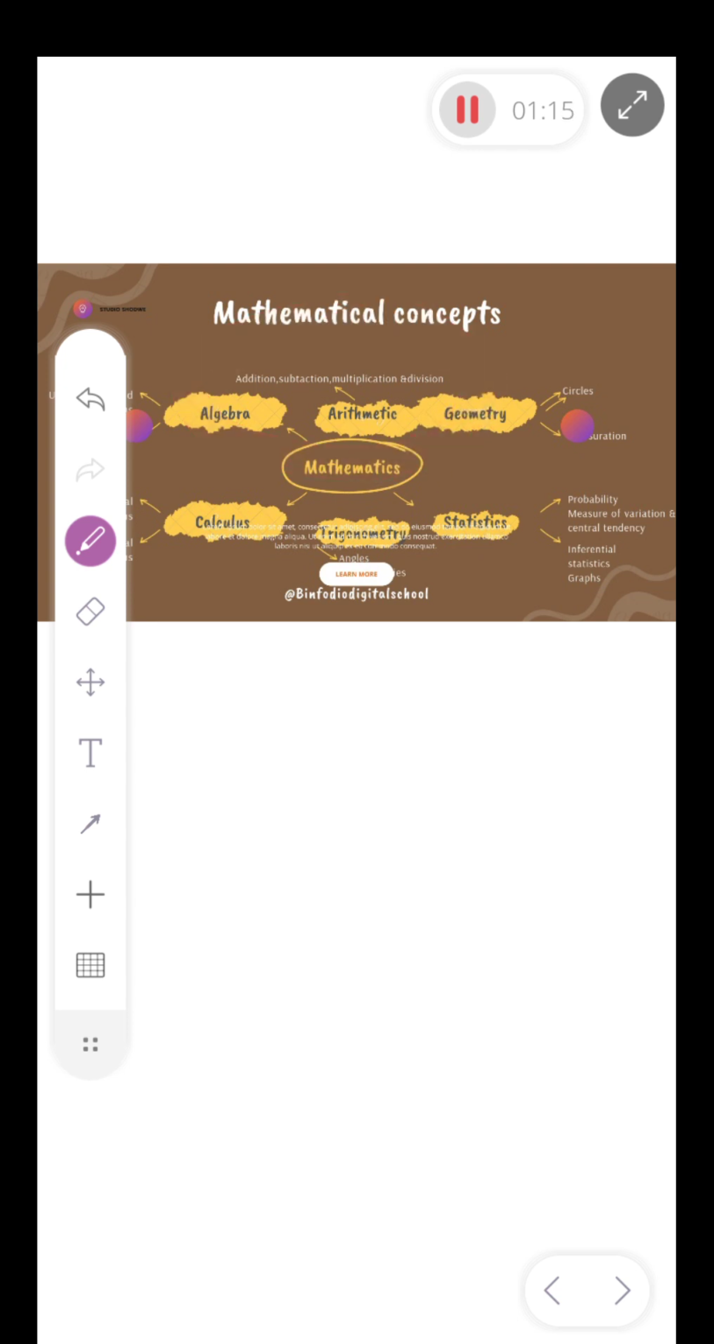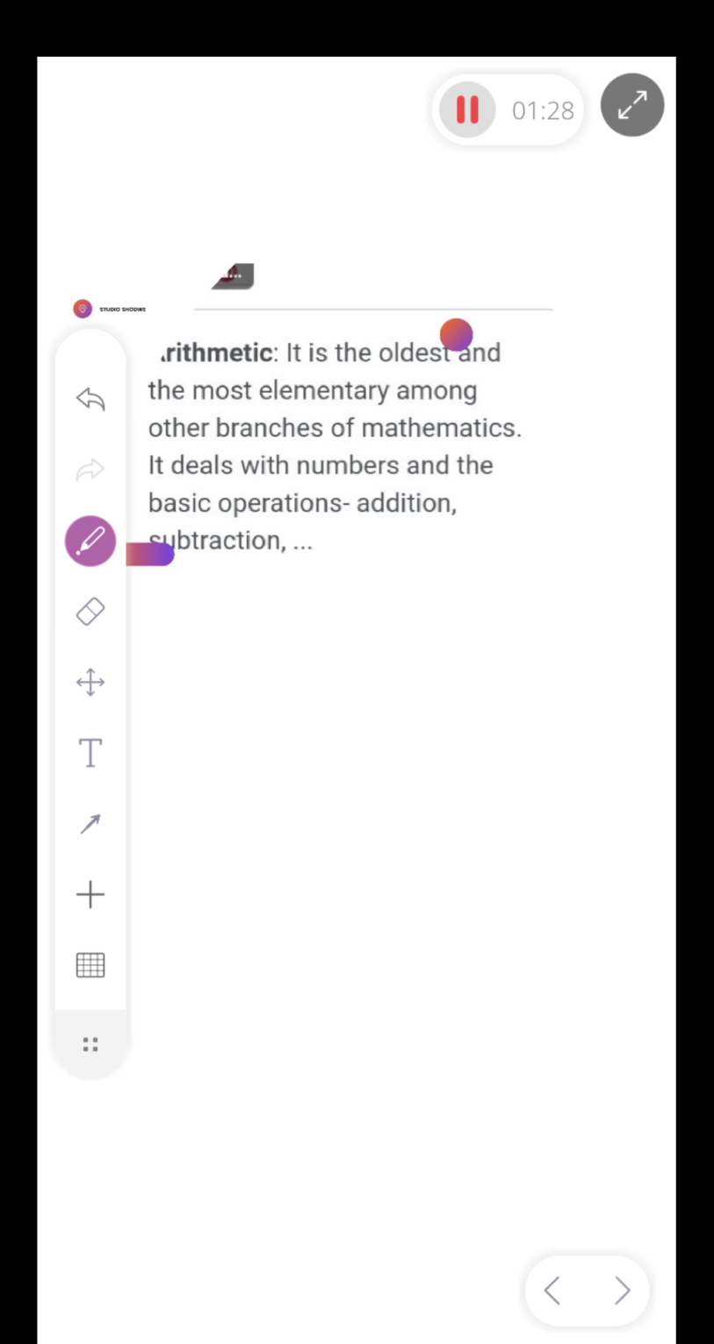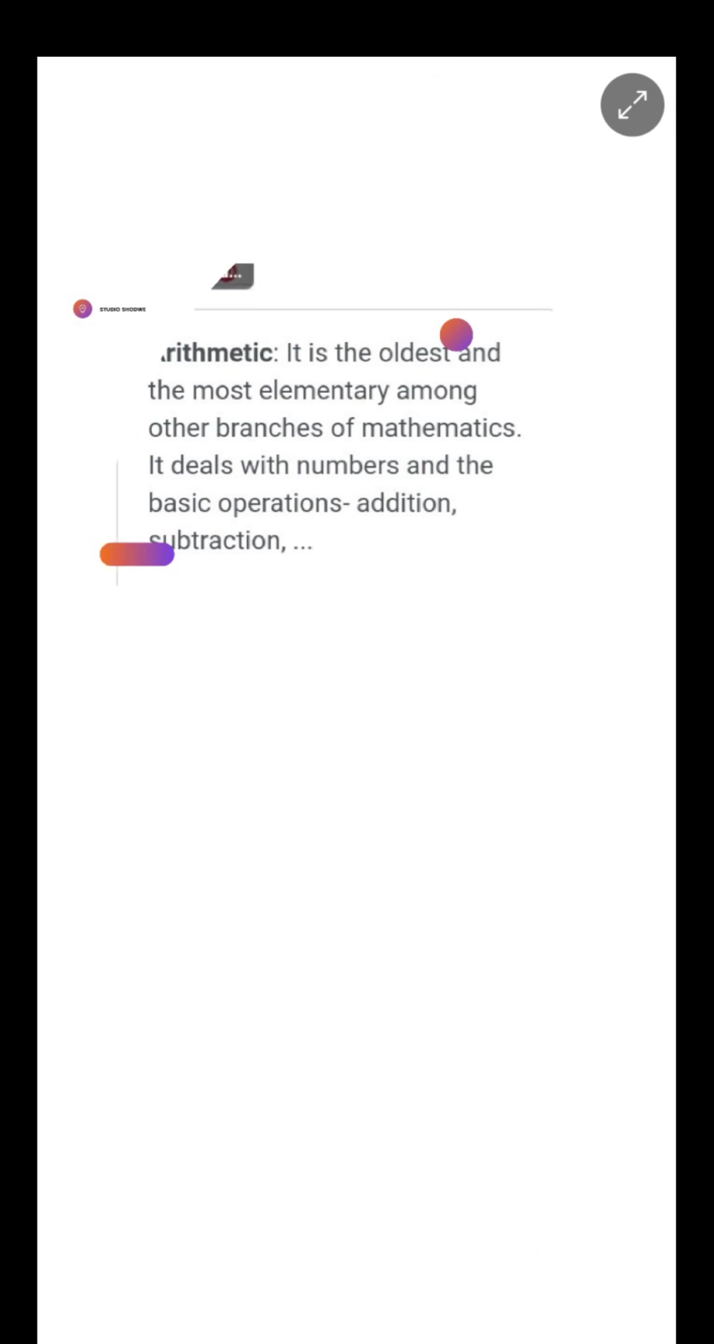We have calculus, which involves differential and integral calculus. We have trigonometry that deals with angles and the rest. So we are going to take one after the other and explain it. So for arithmetic, as we can see, they said it is the oldest and the most elementary among the other branches of mathematics. It deals with numbers and basic operations of addition, subtraction, multiplication, and division, where you can add numbers.